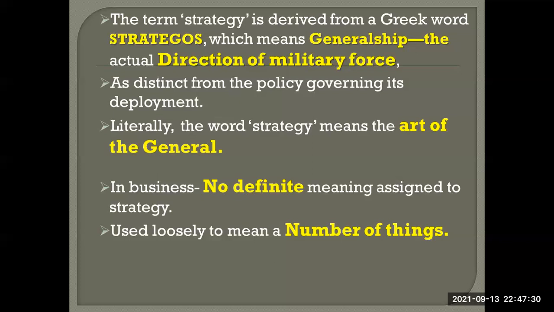In business there is no definite meaning assigned to strategy. You might have heard that this is our product strategy, this is our promotional strategy, this is our marketing strategy, we are launching a new marketing campaign, this is a diversification strategy, then there is a merger and acquisition strategy. So there are different strategies, and strategy comes with a particular set of context. Strategy itself doesn't mean anything. Strategy means only our planning in a particular direction.